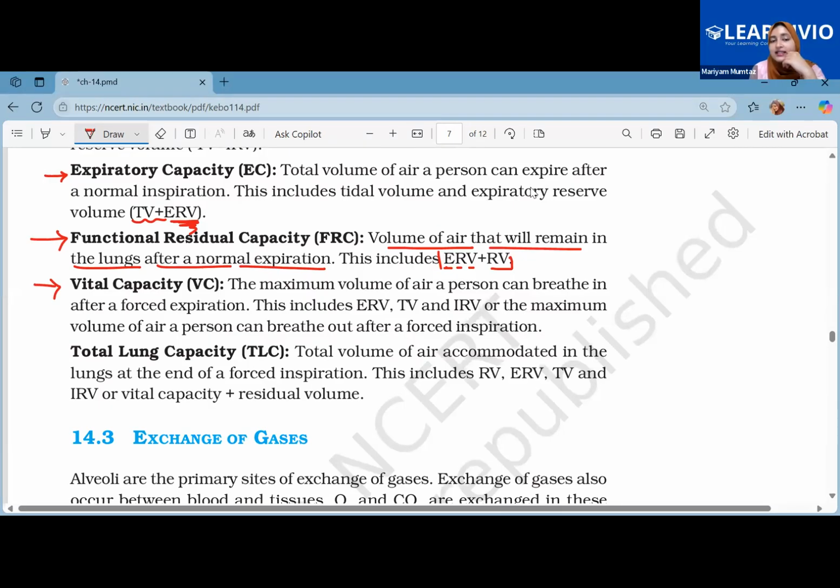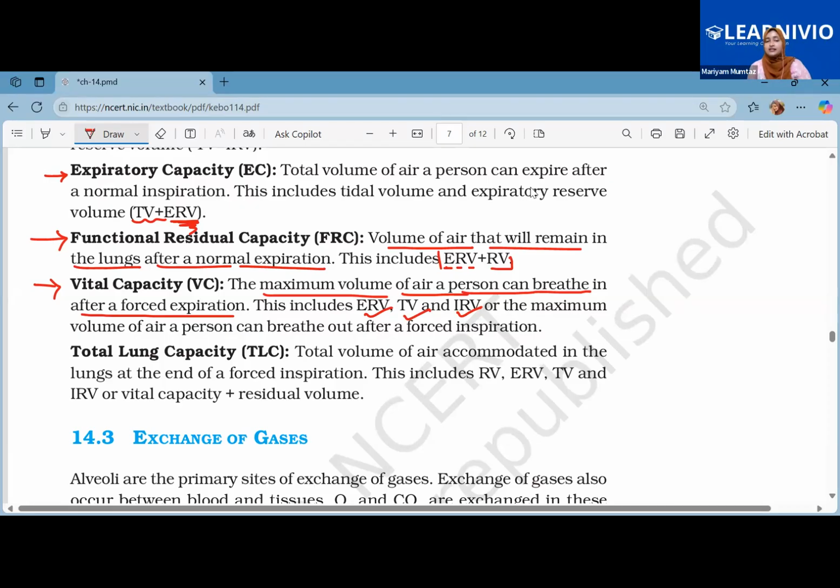There comes the vital capacity. Vital capacity is the maximum volume of air a person can breathe in after he or she has forcefully expired. So this is ERV plus TV plus IRV. This is the maximum amount of air the person can breathe out after a forced inspiration, or the maximum amount of air the person can breathe in after a forced expiration.